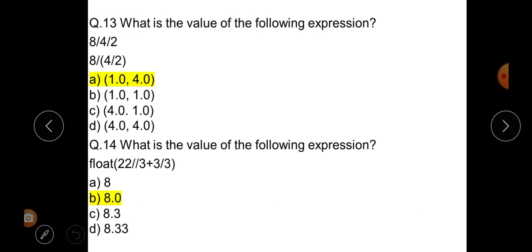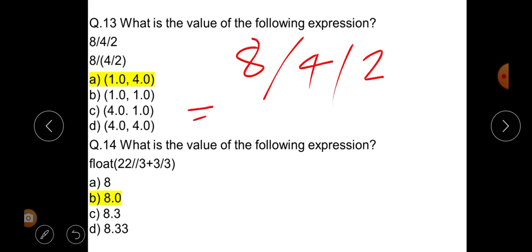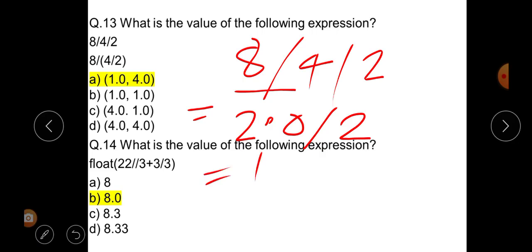The first expression says 8 slash 4 slash 2, and as we know, the division operator is always evaluated from left to right. So first of all 8 slash 4 should be evaluated. So 8 slash 4 means 2.0, and the answer is always a float value whenever we use the slash operator, that means the division operator. Then 2.0 is divided by 2, which is equivalent to 1.0. So here we can easily see that only the first two options have the value 1.0.